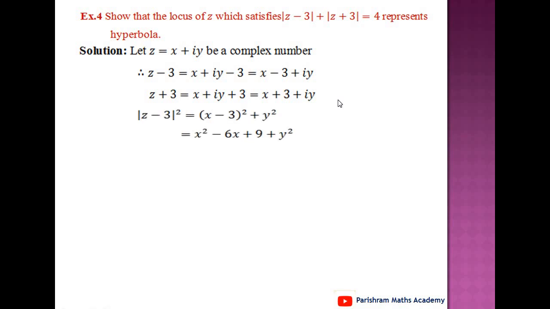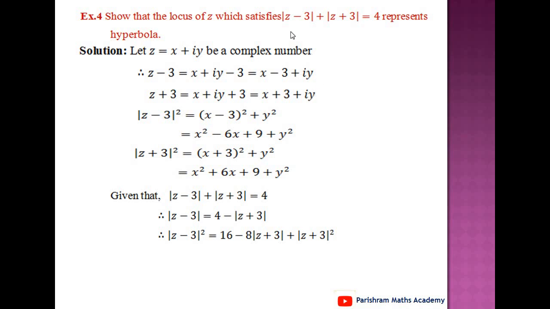And therefore mod of z minus 3 square is the square of the real part plus the square of the imaginary part, that is x minus 3 bracket square plus y square. X minus 3 bracket square expansion is x square minus 6x plus 9, then plus y square. Also mod of z plus 3 bracket square is x plus 3 bracket square plus y square. X plus 3 bracket square is x square plus 6x plus 9 plus y square.